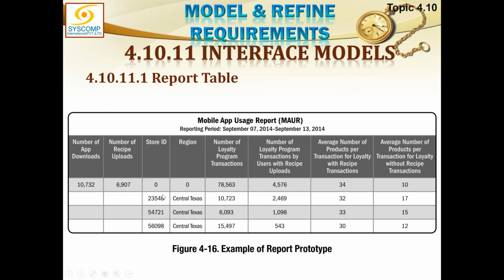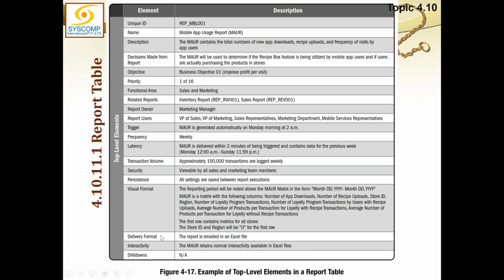So it is showing the total data in the first row, and then for different stores. Store 23548 is in Central Texas, and it has got these many transactions. Then we have 54721, again in Central Texas, and the report numbers are different. 56098, again. So you see, this way you can make a report, and I am sure that in the job you are doing, you might have been creating a lot of reports. So you know how to create a report. There is not much to describe.